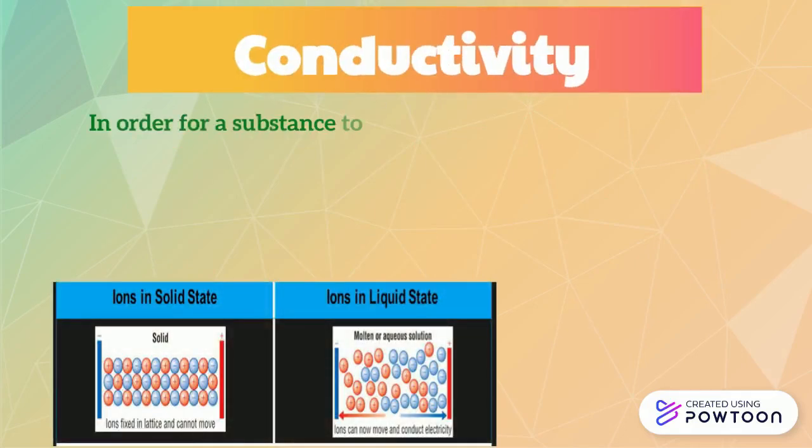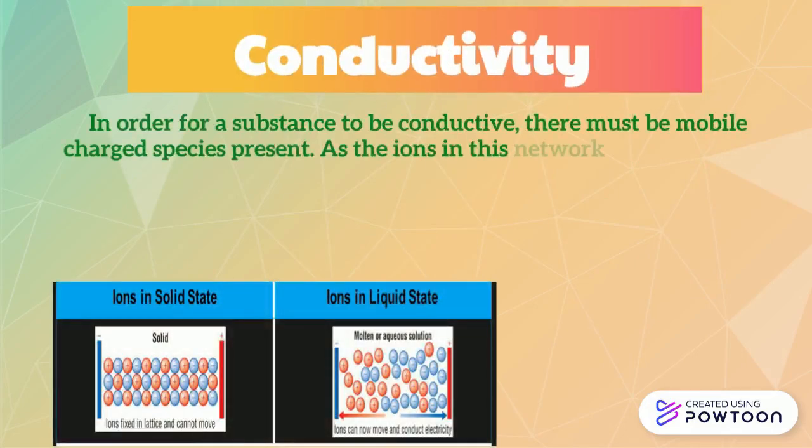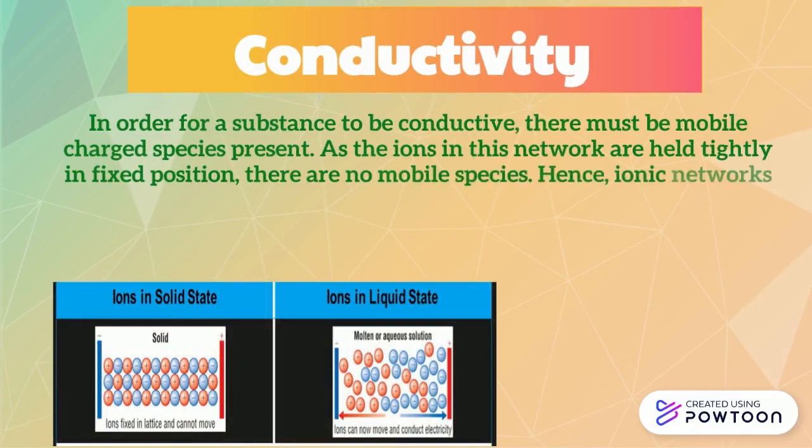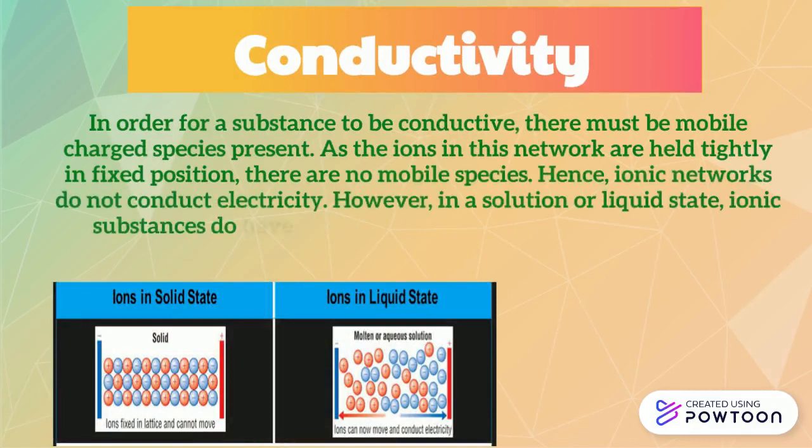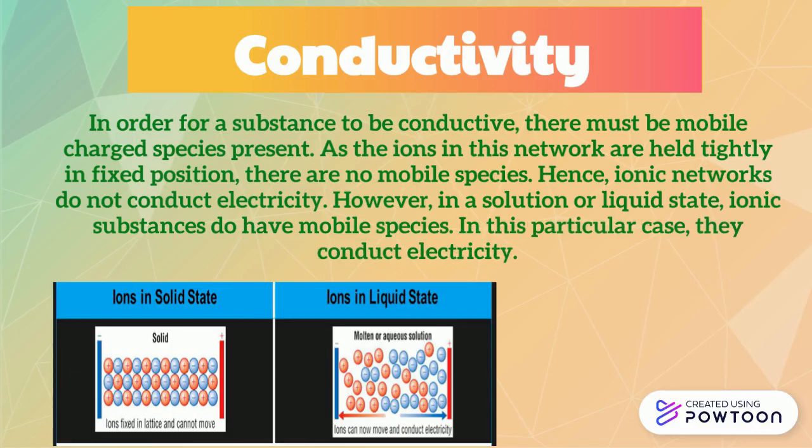In order for a substance to be conductive, there must be a mobile charged species present. As the ions in this network are held tightly in fixed positions, there are no mobile species. Hence, ionic networks do not conduct electricity. However, in a solution or liquid state, ionic substances do have mobile species. In this particular case, they conduct electricity.